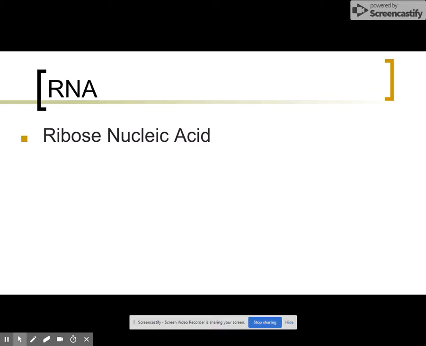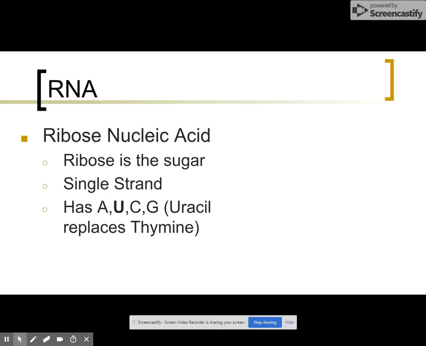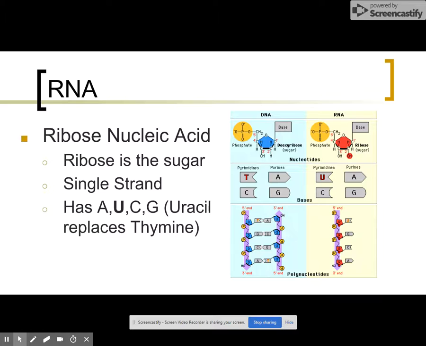So RNA is using ribose nucleic acid instead of the deoxyribose nucleic acid that we see in DNA. So it uses ribose. It is single-stranded, where DNA is double-stranded, and it has uracil. So DNA had thymine, had the ATCG, and RNA has AUCG. So that is a couple differences there. And we can see these differences.